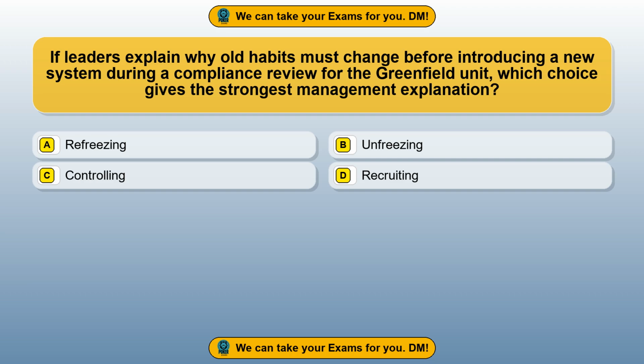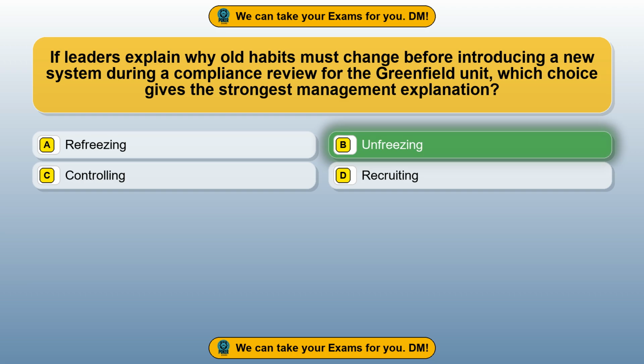If leaders explain why old habits must change before introducing a new system during a compliance review for the Greenfield unit, which choice gives the strongest management explanation? Option A, refreezing. Option B, unfreezing. Option C, controlling. Option D, recruiting. The correct answer is option B, unfreezing.